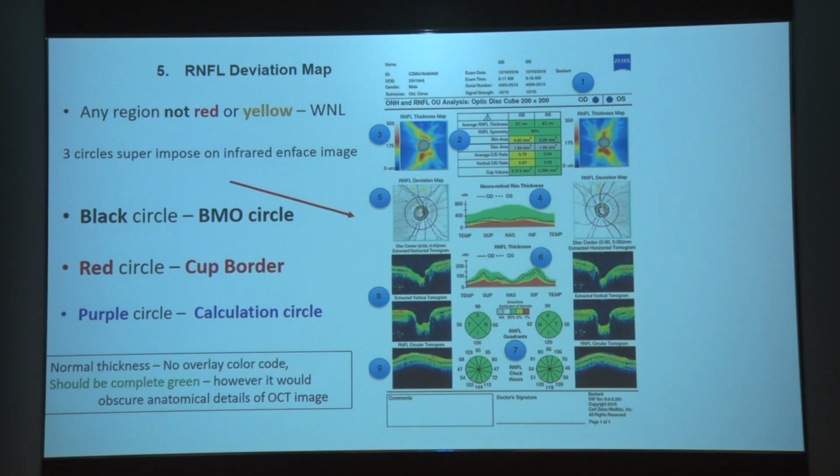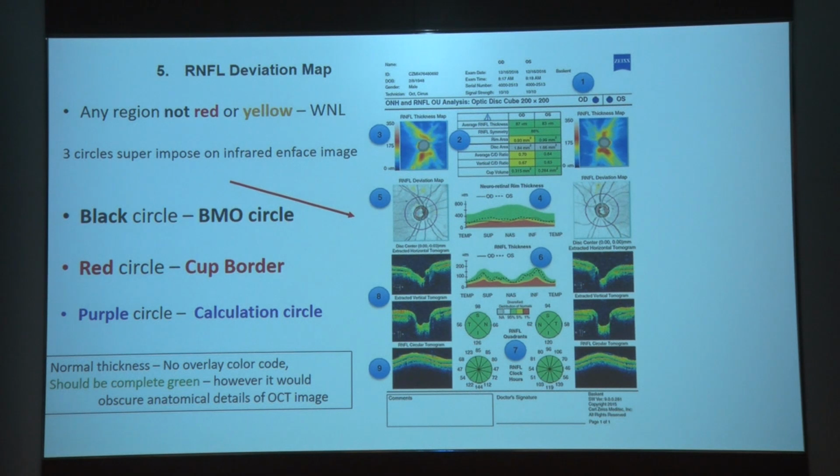This is the RNFL deviation map, number 51. Any region not red or yellow is within normal limits. And there are three circles superimposed on each other. Black is the BMO circle. Remember I talked about it in the first, second slide. BMO is Bruch's membrane opening distance, and the OCT takes it as the BMO, wherever it stops, that is the optic disc margin.